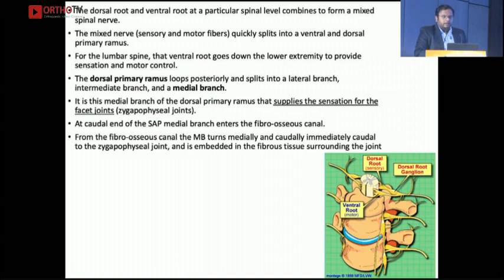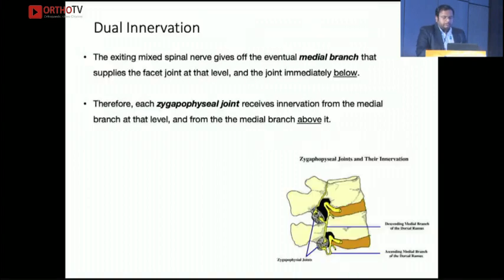At the caudal end of the SAP, the medial branch enters a fibro-osseous canal. From this canal, the medial branch turns medially and caudally, immediately to the caudal joint, and is embedded in fibrous tissue, some kind of hard tissue surrounding the joint. So there is a concept of dual innervation. The exiting mixed spinal nerve gives off the medial branch, as we have just seen, that supplies the facet joint at the level and the joint below.